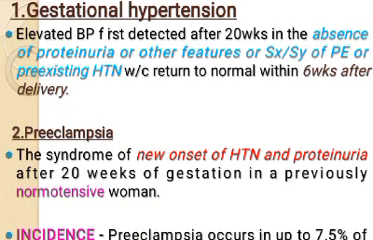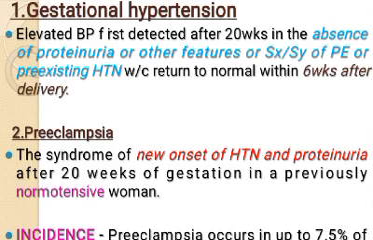1. Gestational hypertension. It is an elevated blood pressure, first detected after 20 weeks, in the absence of proteinuria or other signs or symptoms of preeclampsia or pre-existing hypertension, which returns to normal within 6 weeks after delivery.